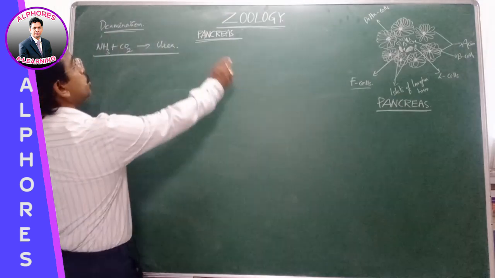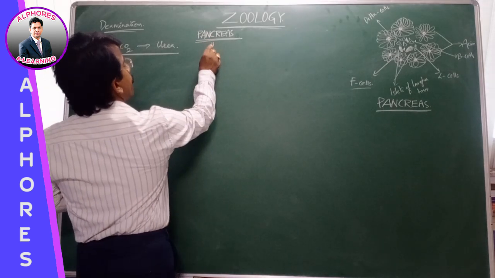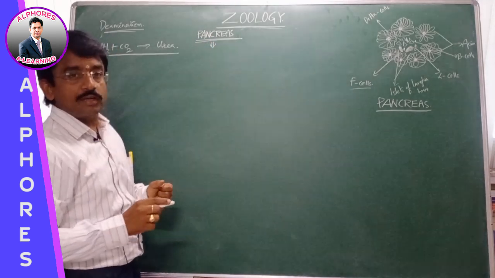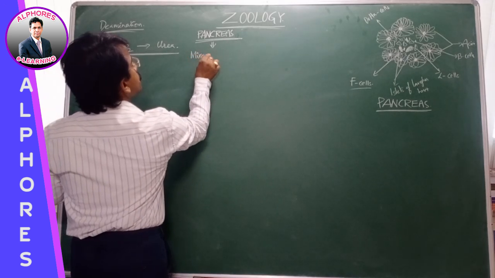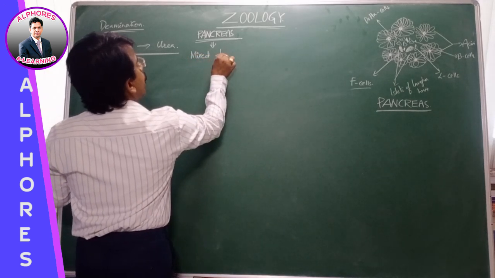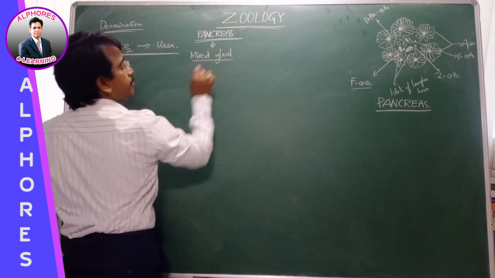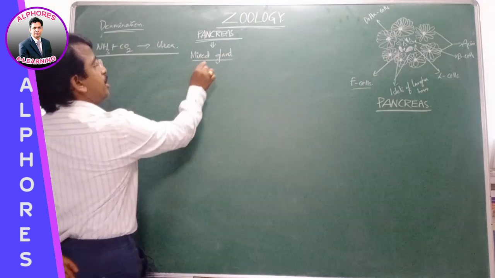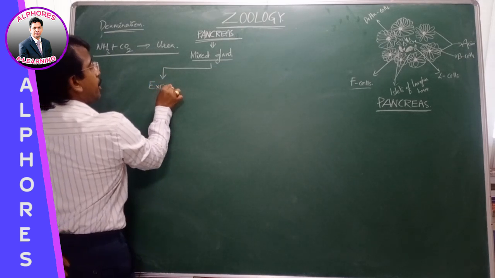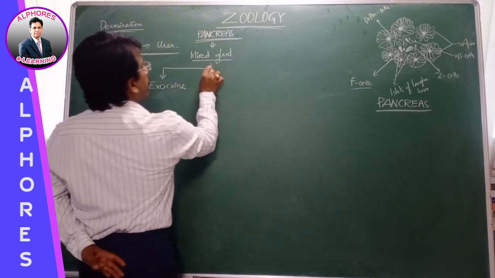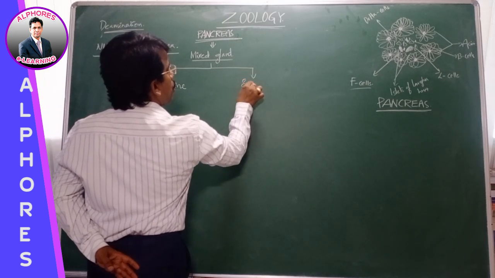Now we move on to the pancreas. The pancreas is a mixed gland. What do you mean by mixed gland? Mixed gland in the sense that it is both exocrine and endocrine.